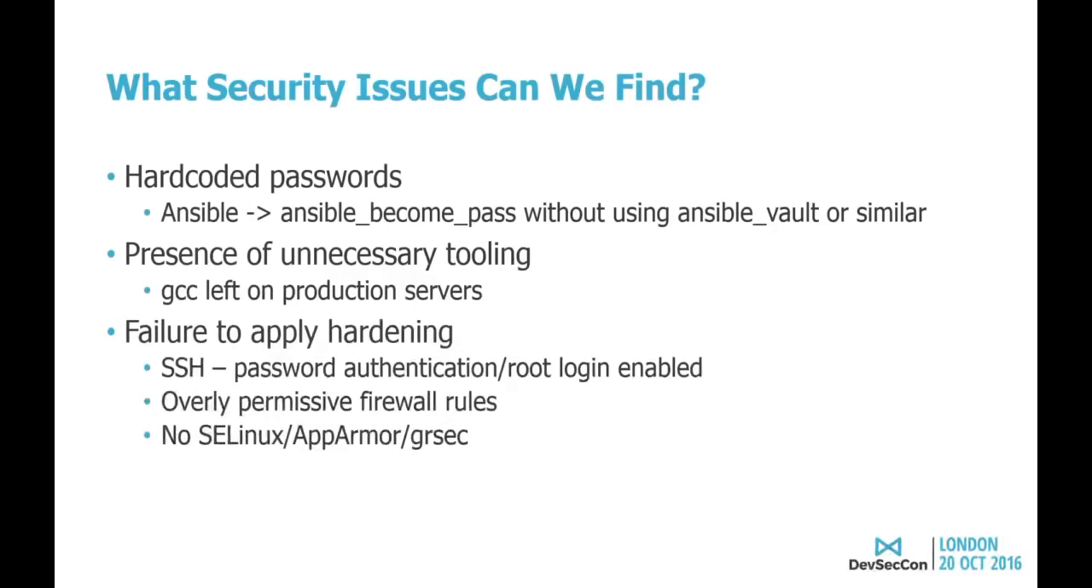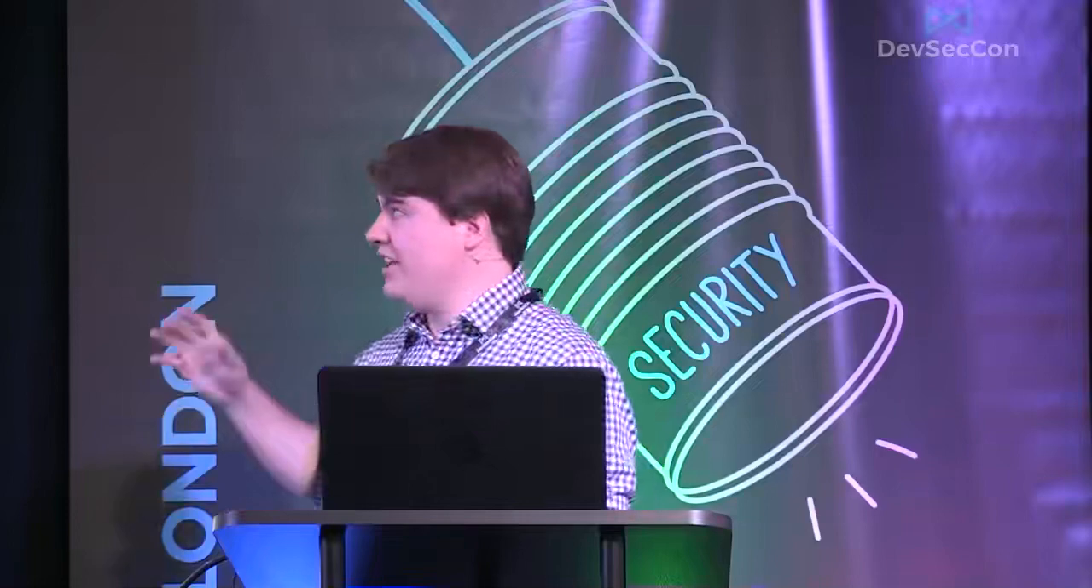Or equally, just failure to apply some of the common hardening principles you see people applying. SSH configuration issues, password authentication or root login, overly permissive firewall rules. Maybe they're not applying the kernel hardening that you're expecting them to use, and things that your policies are defining must be in place. We can catch a fair number of them probably before it even actually hits the repository. What do we actually need for doing that?